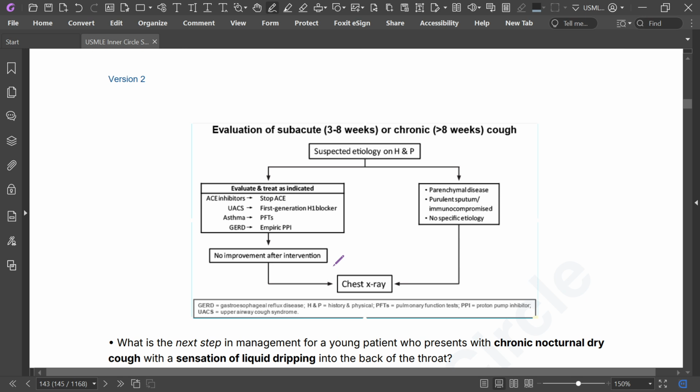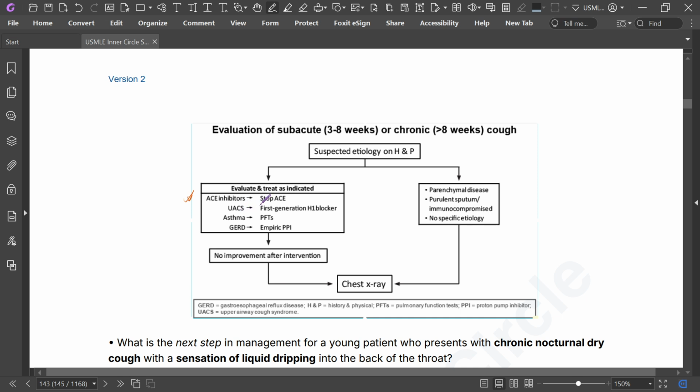Now we look at evaluation of subacute cough, which means 3 to 8 weeks, or chronic cough, more than 8 weeks. Consider the suspected etiology on history and physical examination. Evaluate and treat as indicated. If it is due to ACE inhibitors, stop the ACE inhibitor.